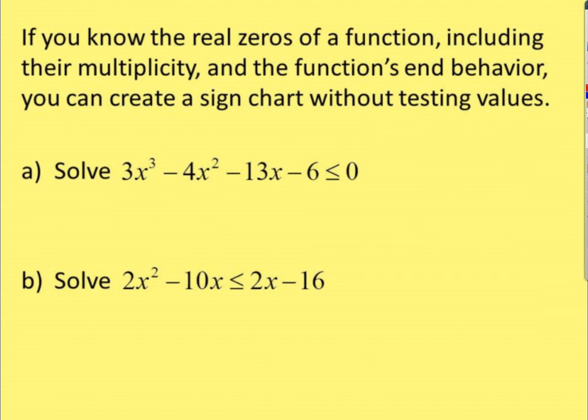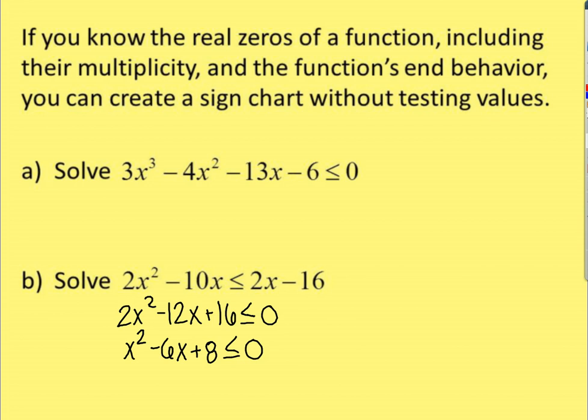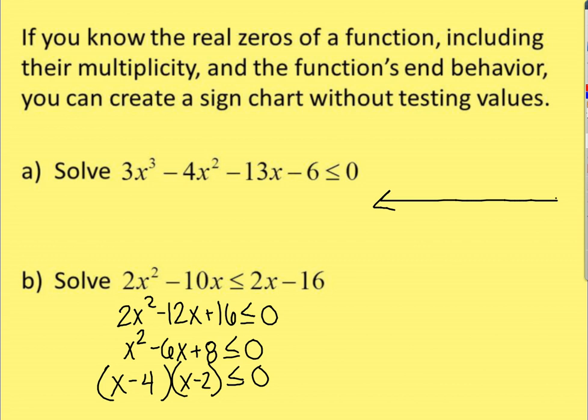On part B, we first need to get everything to the same side of the equation. To make this a little easier to factor, we can divide everything by 2. And then if we factor the equation, we're going to get our zeros for this function are at a positive 2 and a positive 4. Because remember, when you pull them out of the parentheses, you change the signs.